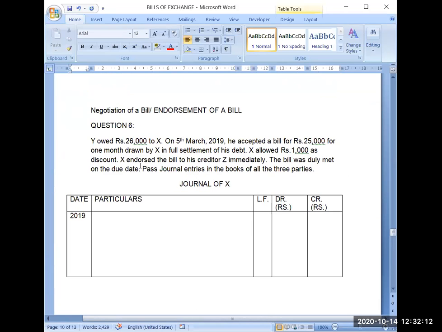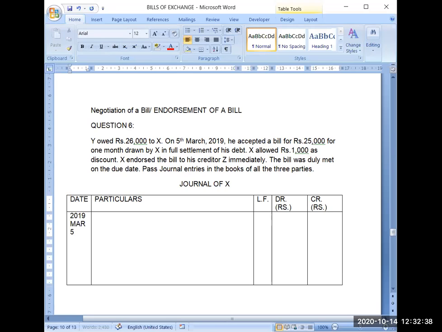So Y is owing 26,000 to X, that has been given. Now this time the question has not given you any sale transaction or purchase transaction, so that transaction will not come here now. On 5th March 2019, he accepted a bill. Who accepted the bill? Y has accepted the bill for rupees 25,000. So Y has given acceptance, obviously. So on March 5, X will be recording the transaction for bills receivable, and Y will be recording the transaction for bills payable.